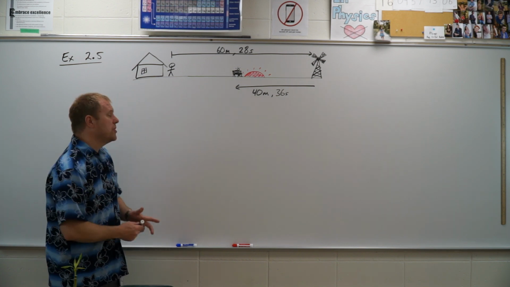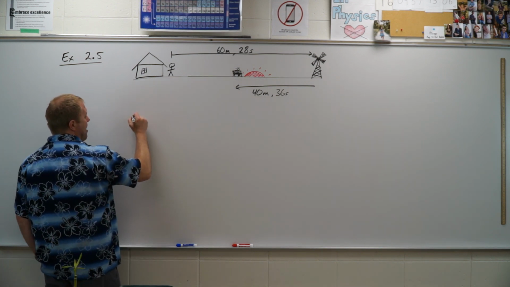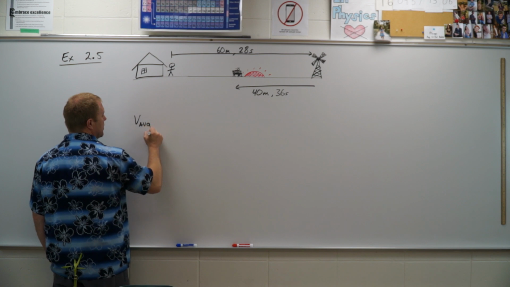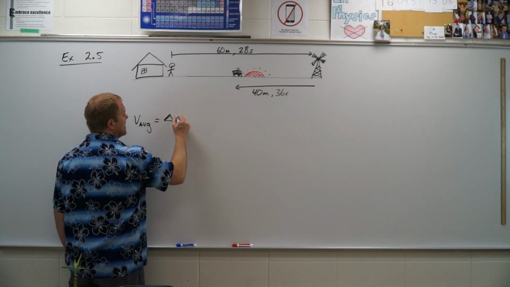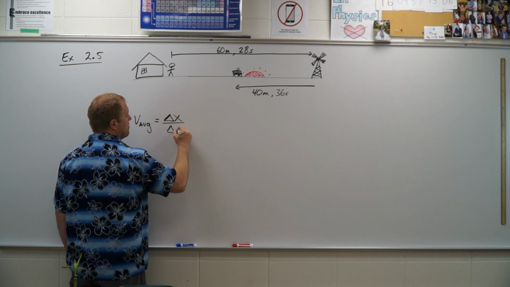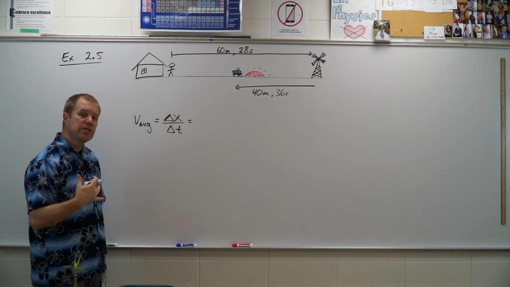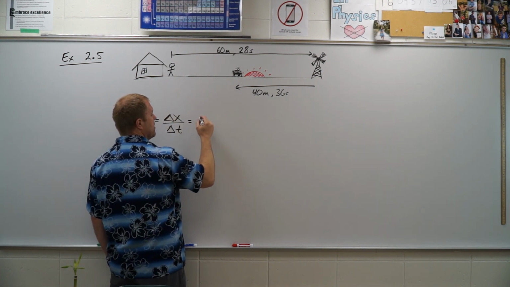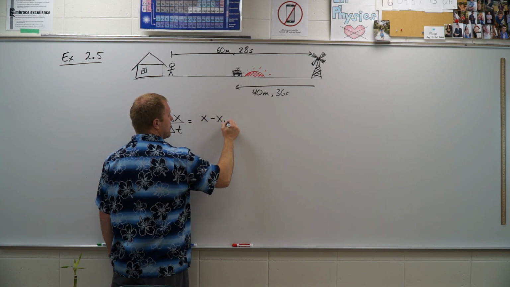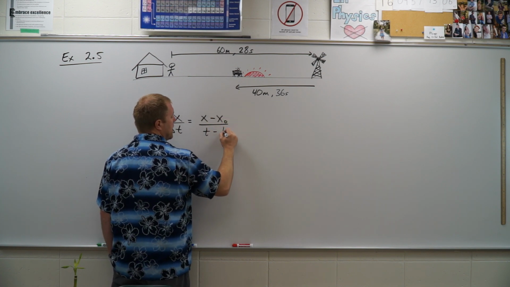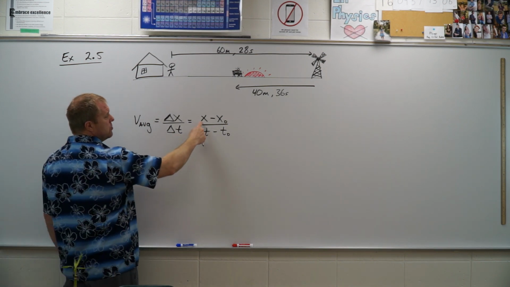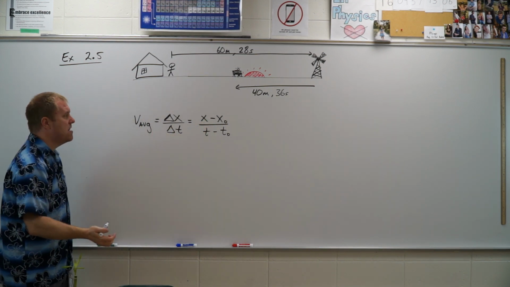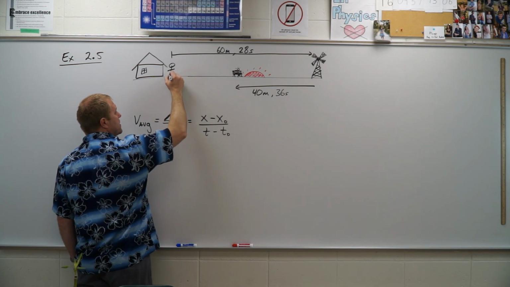Now, the first question they ask us for is v average. The average velocity, which is a vector, requires us to find the displacement divided by the time. For displacement, our delta is our final position minus our initial position, divided by our final time minus our initial time. In order to do this, I need to put this on a number line or a coordinate system, if you will.